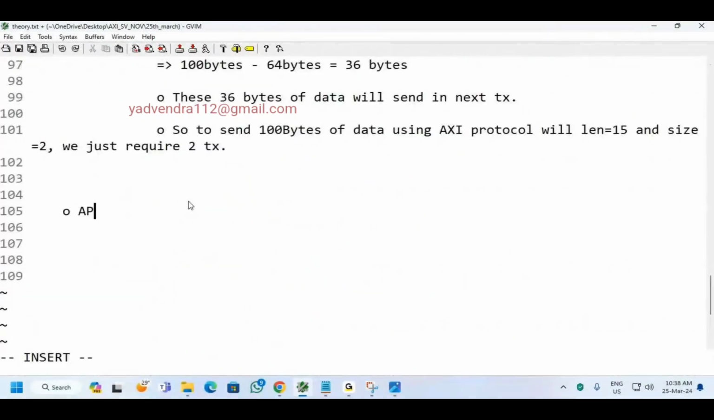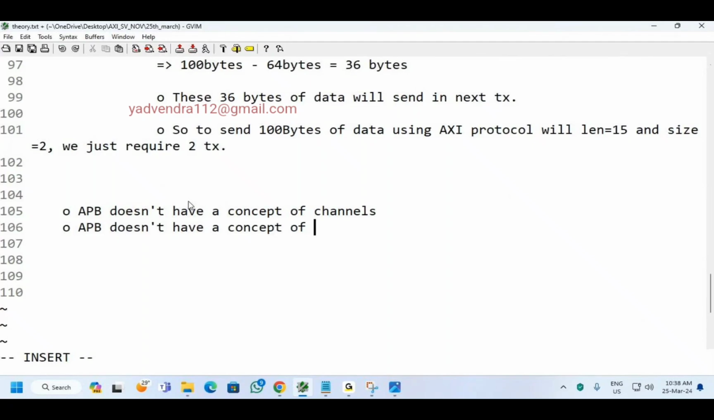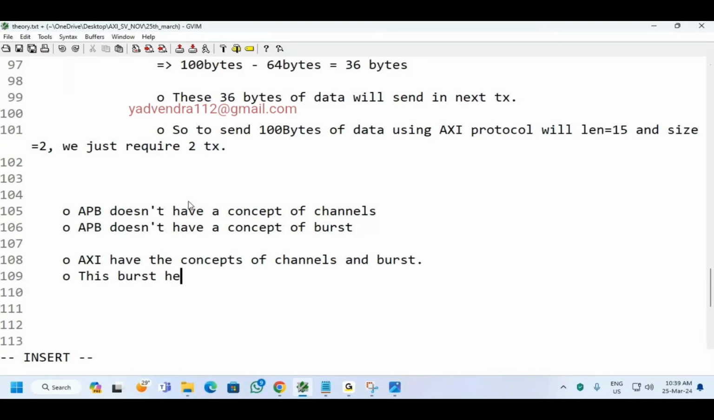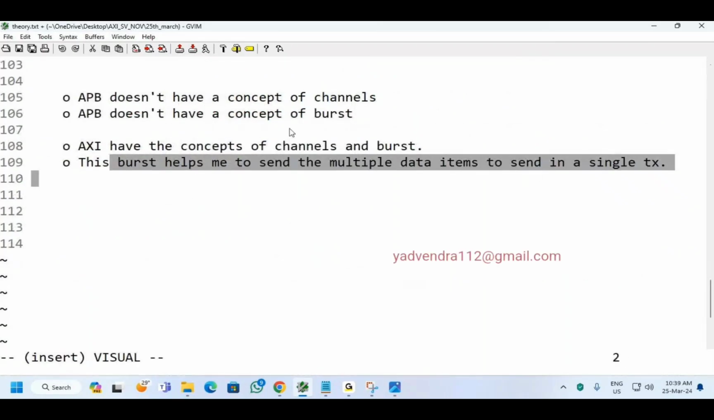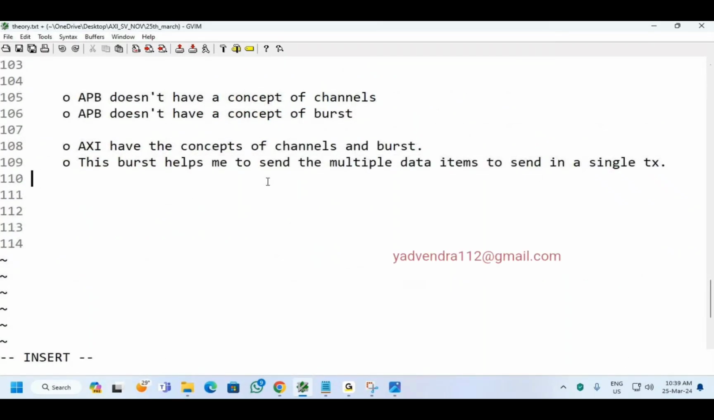Let's see. APB does not have a concept of channels. APB doesn't have a concept of burst. So AXI has the concept of channels and burst. This burst helps me send multiple data items in a single transaction. So this is what burst means: multiple data items going in a single transaction. Burst is a group; in a group, I am sending the data. That is what burst means.